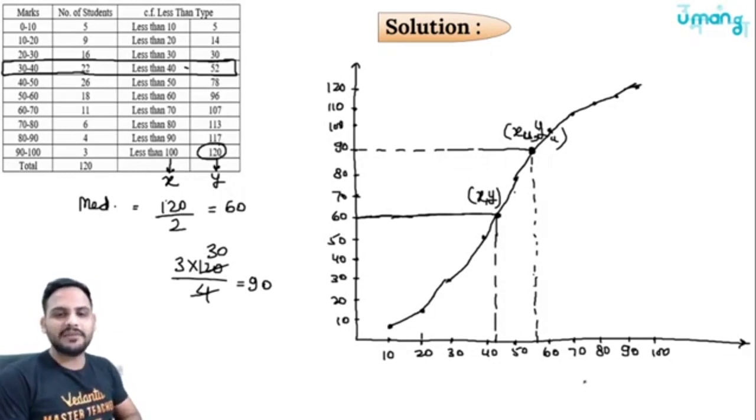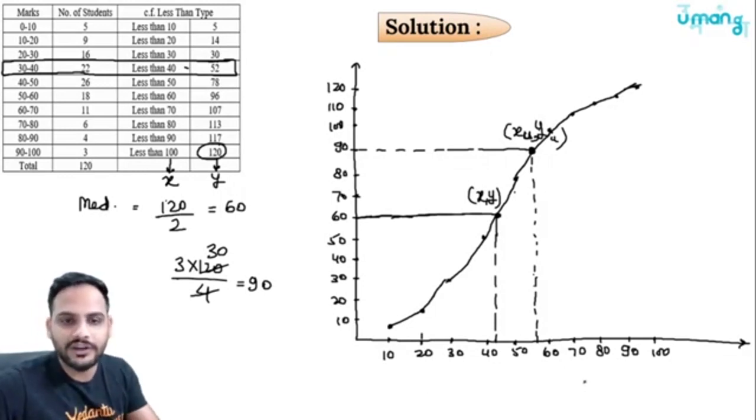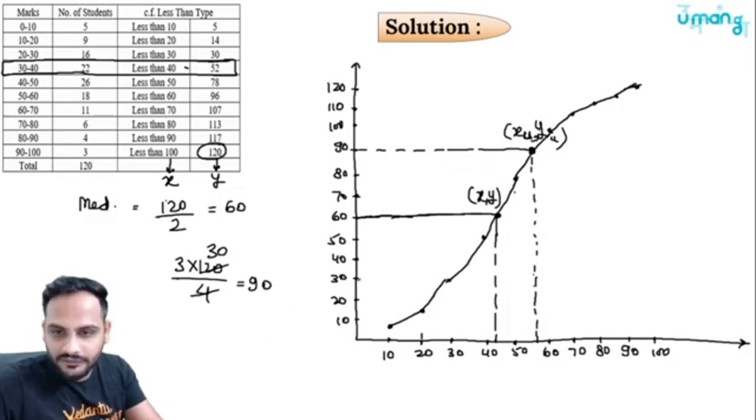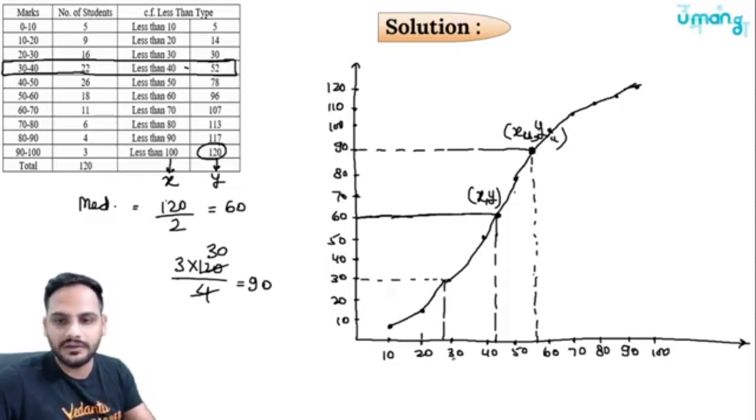For lower quartile marks, do n by 4. So 120 by 4 will be 30. So from 30, if you drop the perpendicular somewhere over here, you will get between 20 to 30. Or I think it will be at 30 only. Directly at 30 it will come. Got it? So this will be your lower quartile.